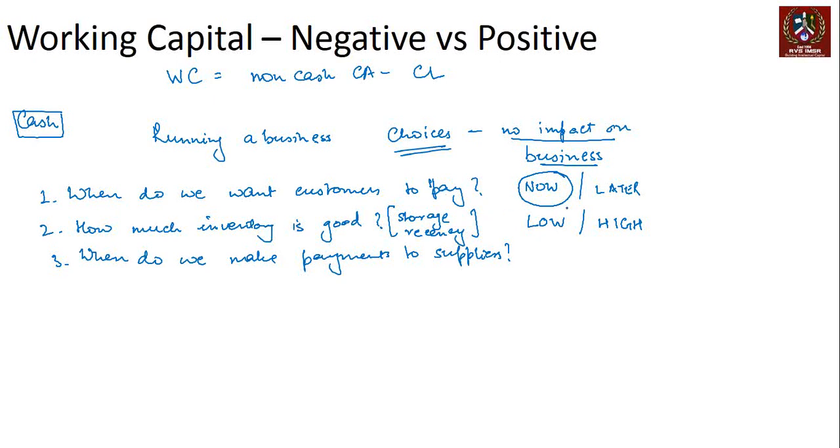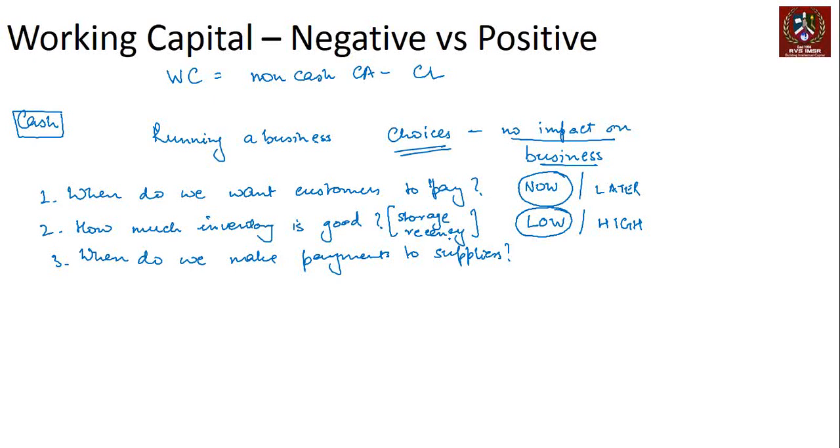So how much inventory is good? Most of us would typically say low inventory is good. We want a smaller amount of inventory because that's manageable. Our storage costs are low, and we don't necessarily have a recency effect or obsolescence effect. The inventory does not become obsolete. If I keep cars in inventory, I have to also spend on keeping the cars in the same shape and color.